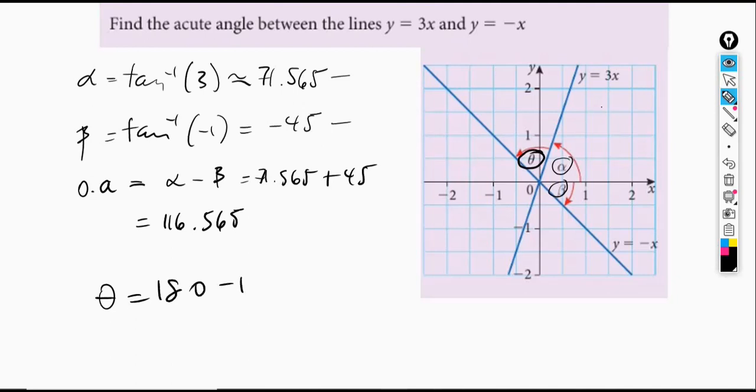So 180 minus 116.565 is going to equal approximately 63.4 degrees. Remember, to three significant figures.